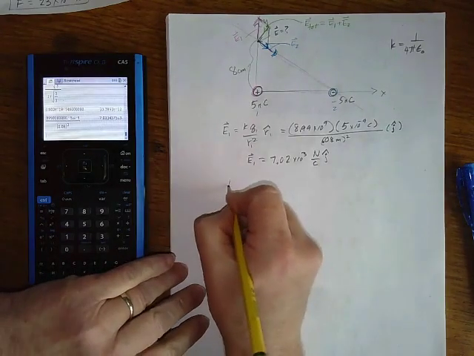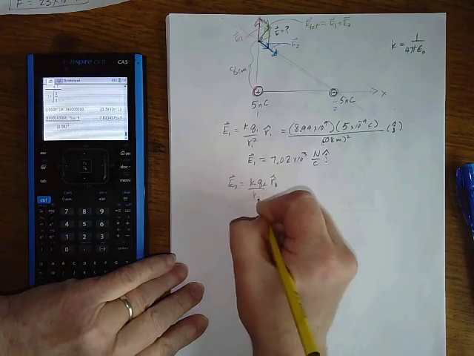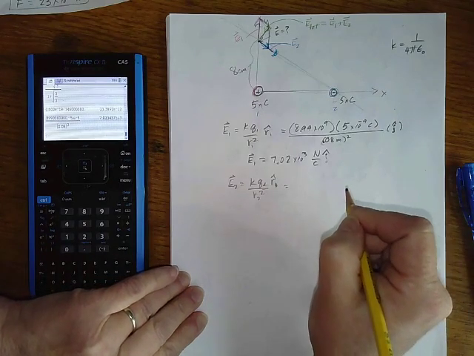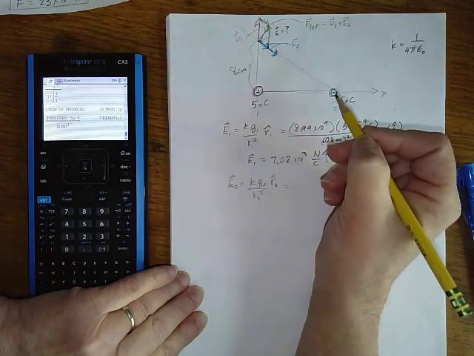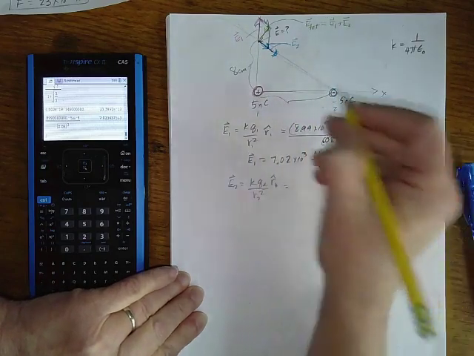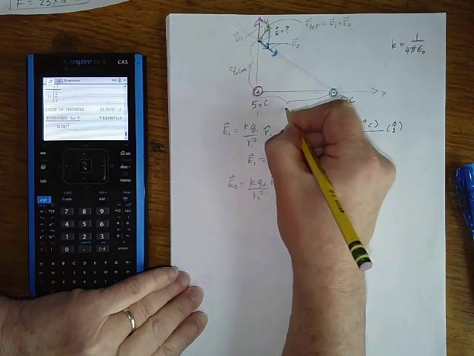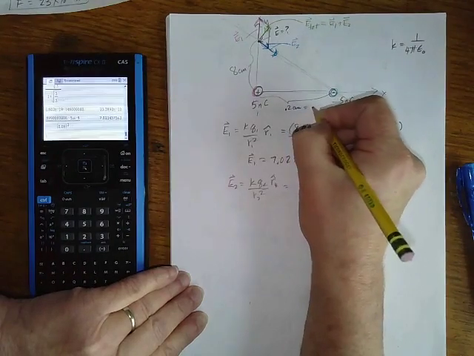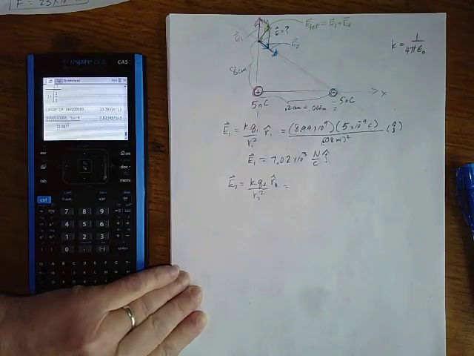Okay, E2. Same kind of thing: K Q2, R2 hat over R2 squared. A little more complicated though because we've got angles in here. Did I say how far apart these were? No, I didn't. They'd be very small compared to a real molecule, but let's just make up some numbers, not a molecule. Let's just say they're 0.2 centimeters apart. So 0.2 centimeters would be 0.002 meters, right? 2 millimeters apart.